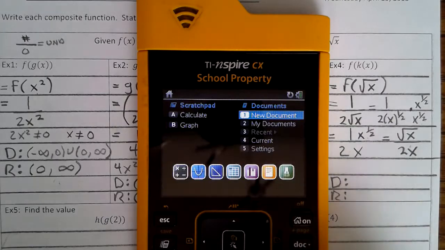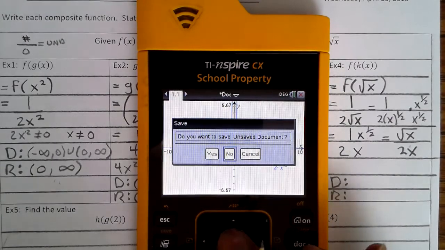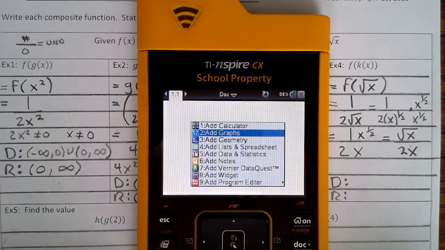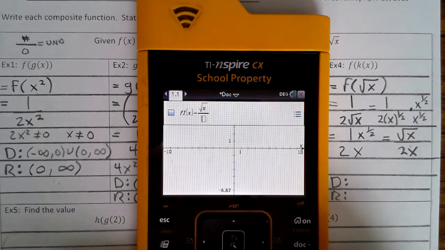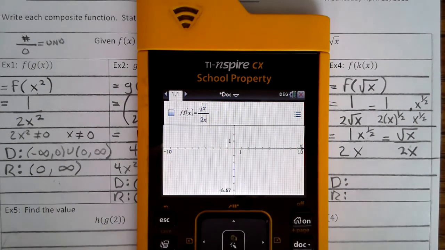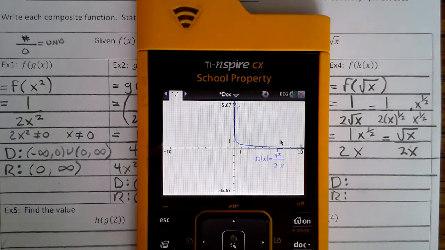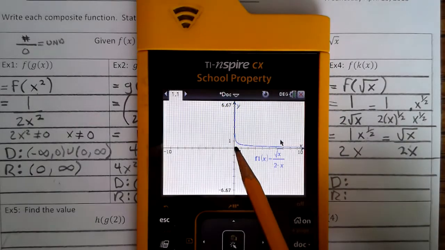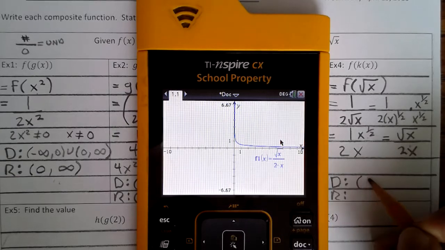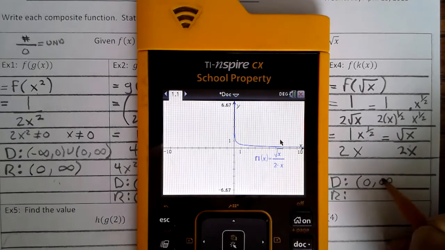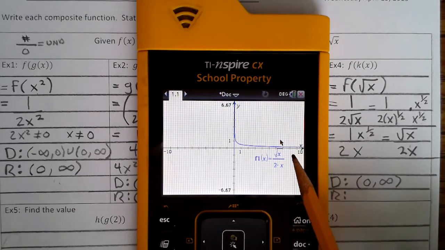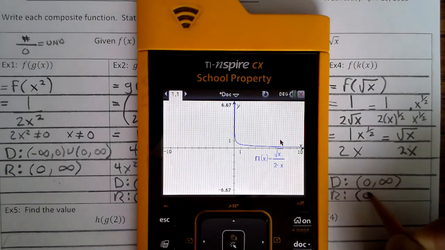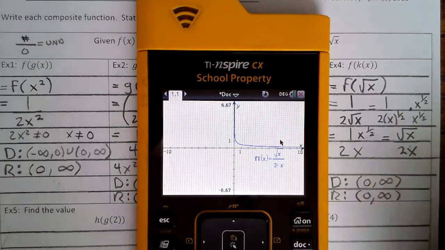So we go to on, new document, add graph, control divide, control square root of x divided by 2x. All right, so looking right here, it looks like the graph is getting very close to 0 but never touches. So domain is from 0 to infinity, not including 0, and it looks like the same thing's happening on the y. So the range is from 0 to infinity.